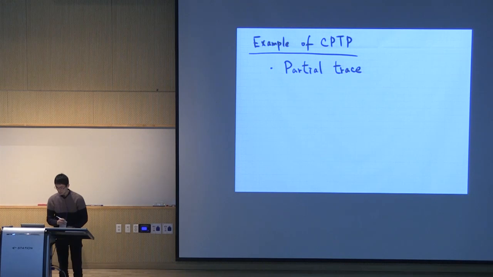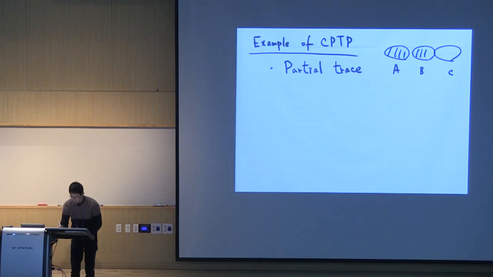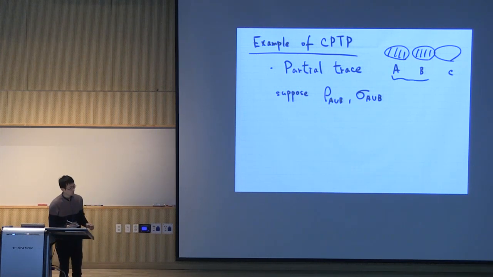So partial trace means that, suppose we start with, for simplicity, some tripartite system A, B, C, and originally we are interested in the union of A and B. And so we are given density matrices rho and sigma on the union of A and B. So this is our original system that we're interested in.